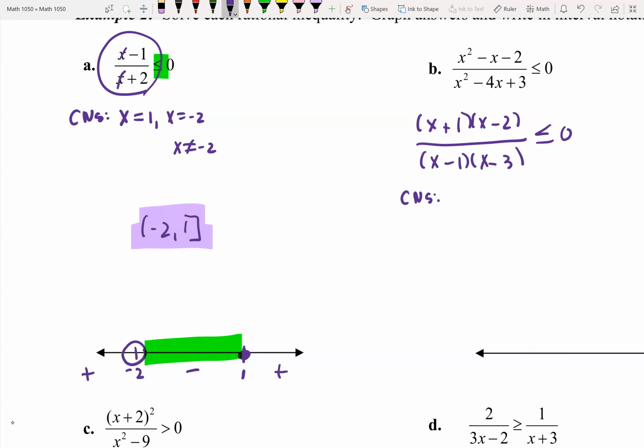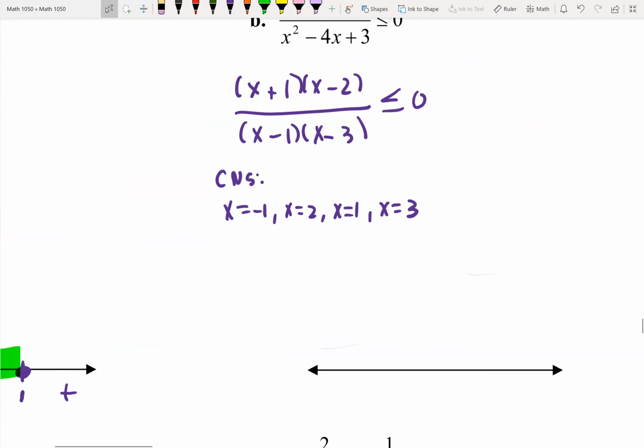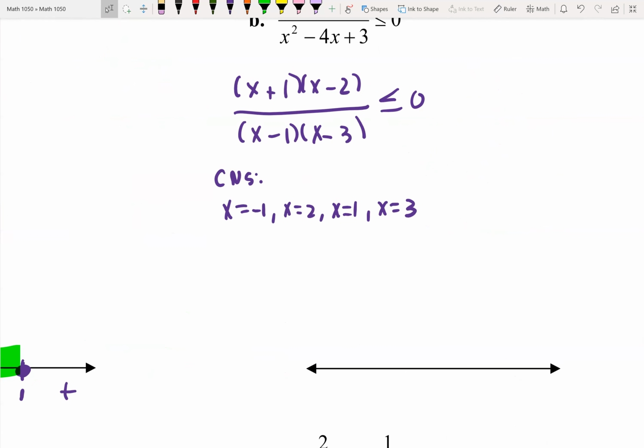Okay, the next step is to list your critical numbers. So from the top, I have x equals -1 and +2. From the bottom, I have +1 and +3. Now, I told you guys I would write those separately from now on, so you don't have to keep straight. So I'm going to go x equals -1, x equals +2, x equals +1, x equals +3. That is not necessary, but I'm going to do it so we don't have to keep track of which ones we have to write separately and which ones we don't.